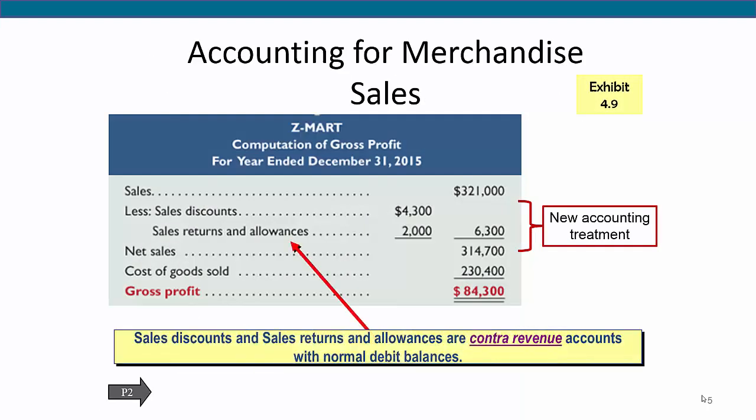Now, as you might imagine, merchandising companies also must record and account for sales, sales discounts, sales returns and allowances, and cost of goods sold. GAAP tells us that sales discounts, returns, and allowances are actually a reduction of our gross sales price. So let's explore that a little bit.